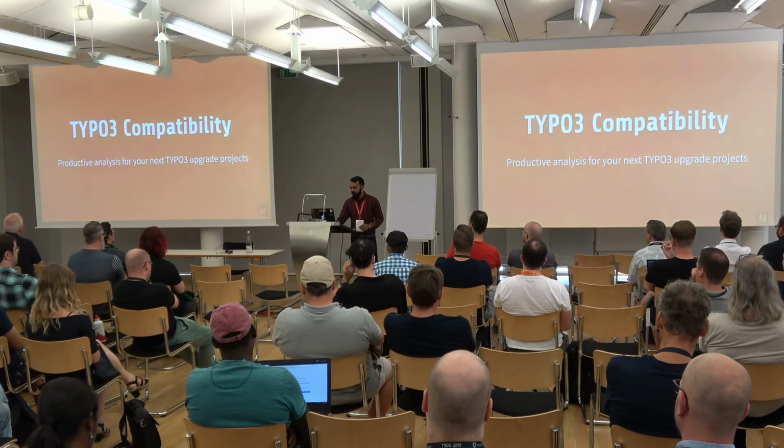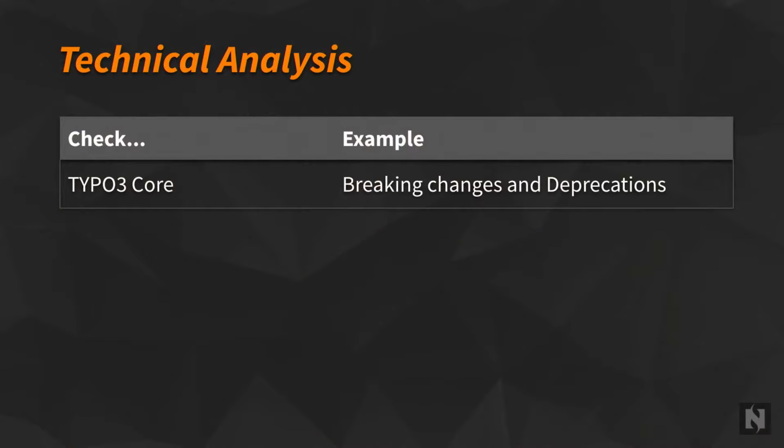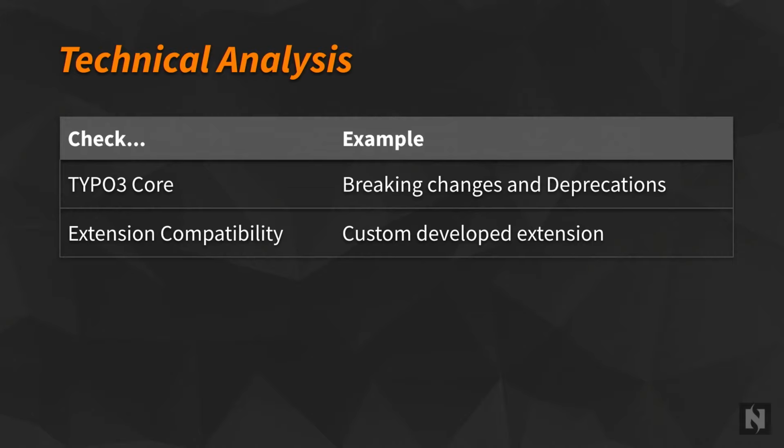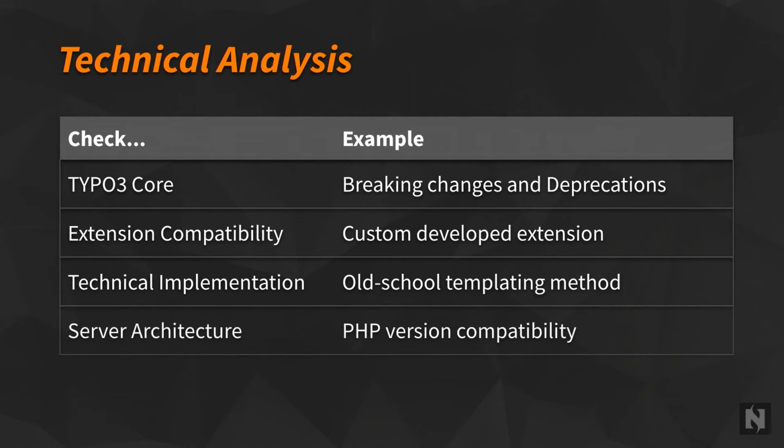So let's see. The technical analysis covers the TYPO3 core. We need to check breaking changes and deprecations. You need to check the custom extension development, whether the developed extension is compatible with the next version or not, right? In technical implementation, there could be some old kind of template method. You need to redefine it, right? There could be a server architecture problem, like your client has PHP 5.6 and now you need 7. It will also need analysis, whether there is any server compatibility or not.